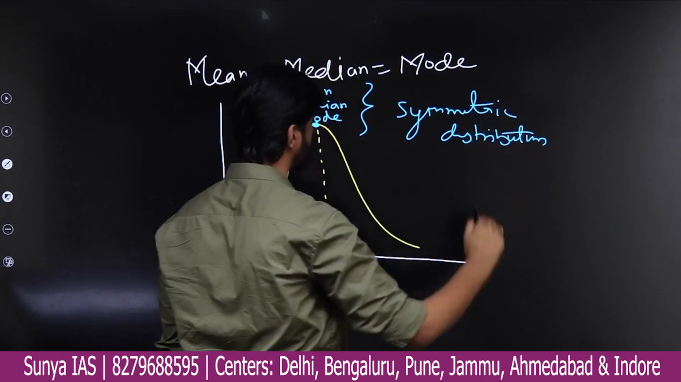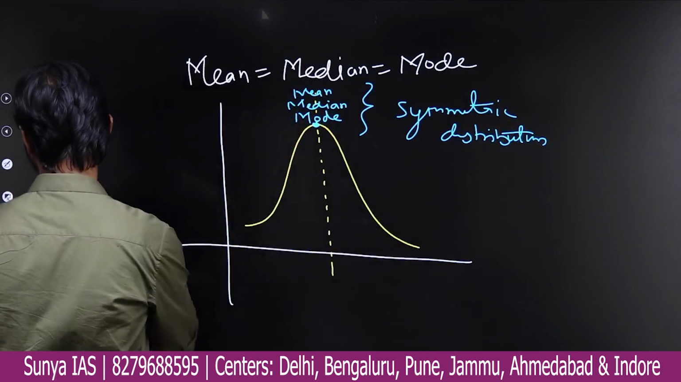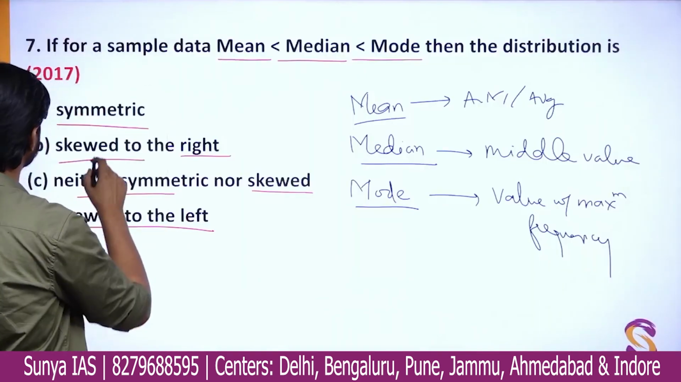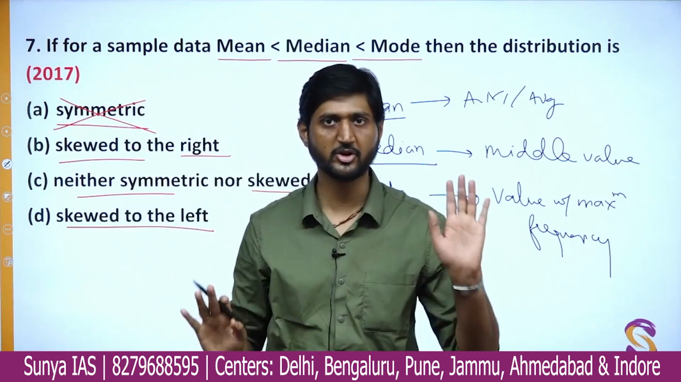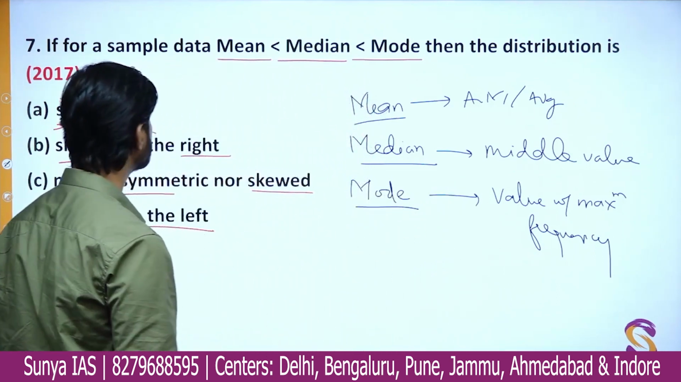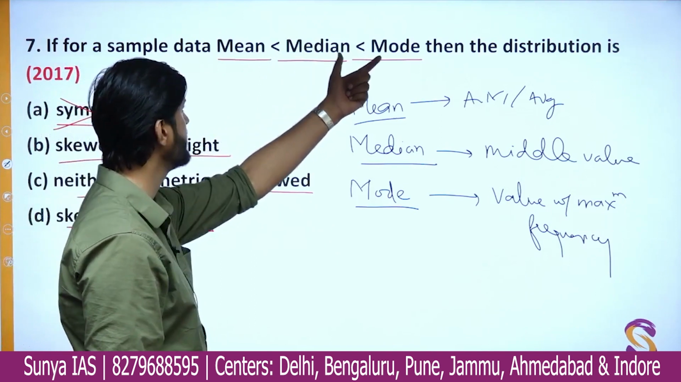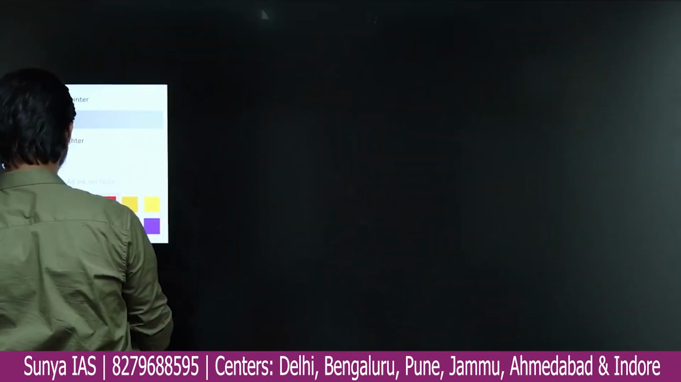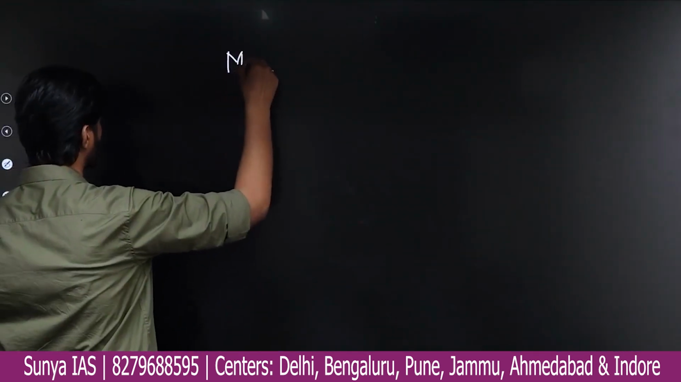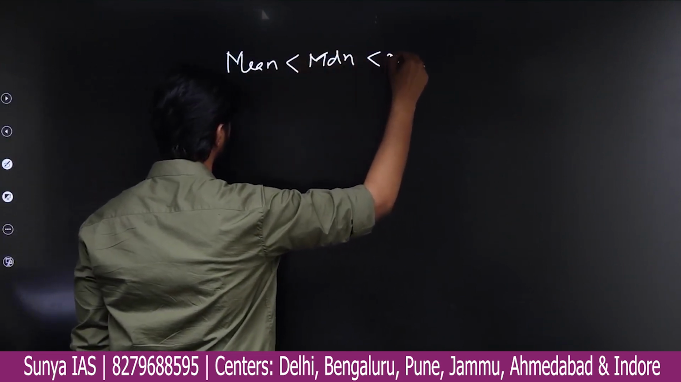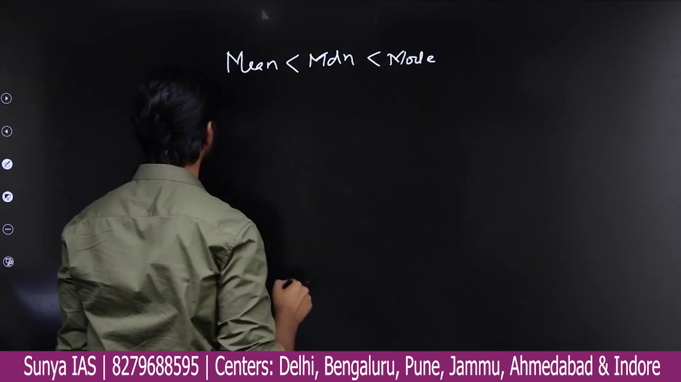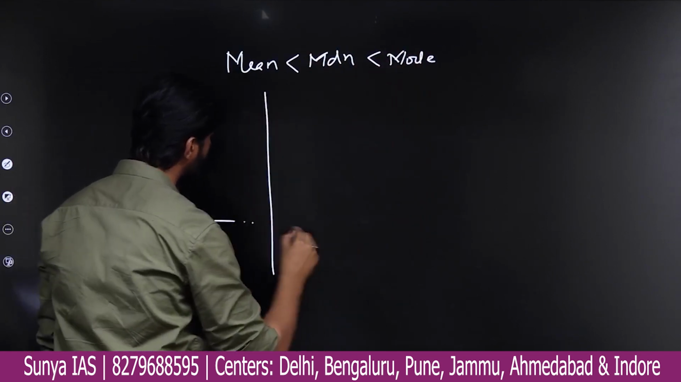Okay, so this thing is clear that option number A can be easily eliminated. This distribution is not going to be symmetric at all. Now what the question says is mean is less than median is less than mode. So we have mean less than median less than mode. Let us draw the graph again.